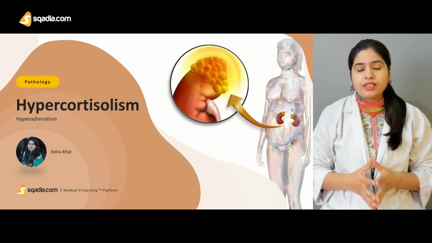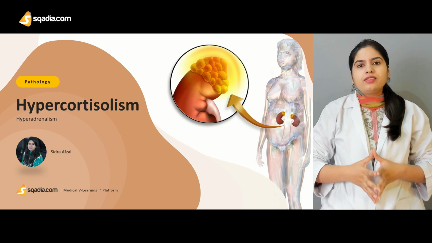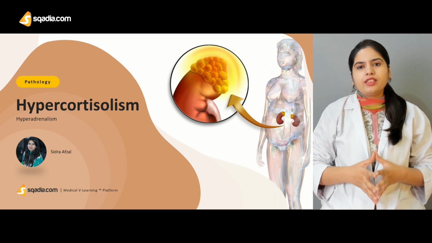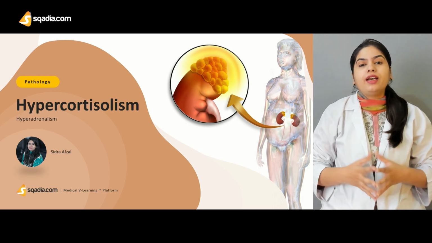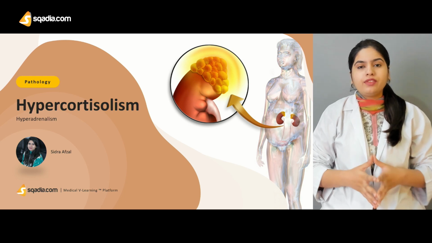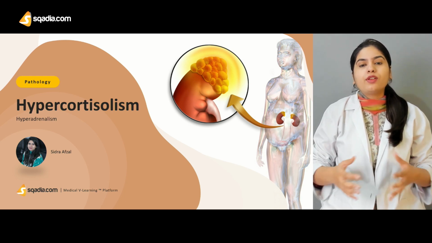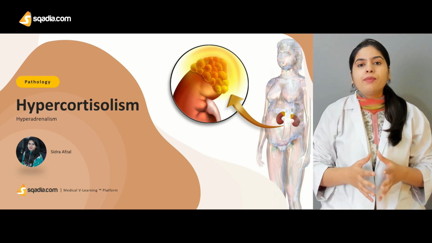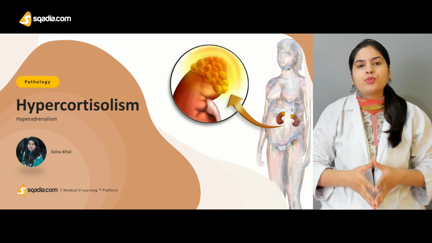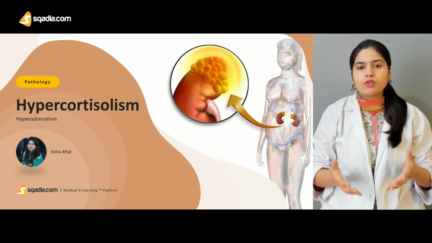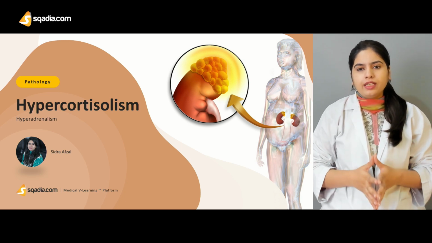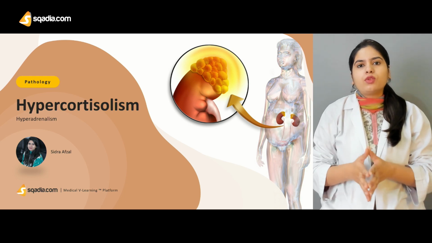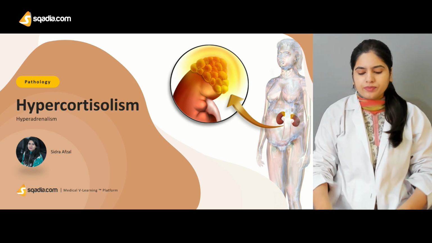Hypercortisolism is also known as Cushing syndrome. Now, it is a rare condition nowadays, but it can occur due to a high level of cortisol in the body. The reason behind hypercortisolism can also be a high level of other glucocorticoids, but the main glucocorticoid that is responsible for hypercortisolism is cortisol. That is why Cushing syndrome is also known as hypercortisolism.